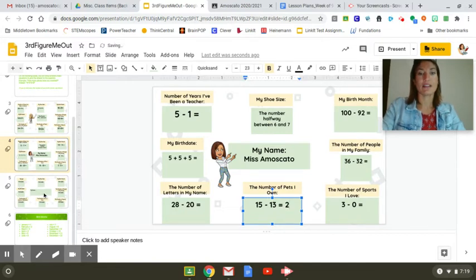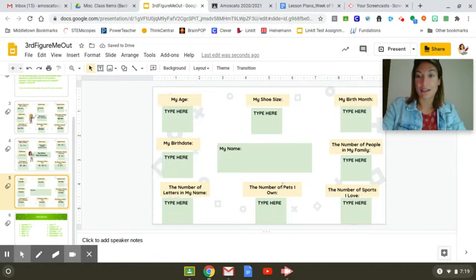Okay. So you're going to do the same thing, but for you. So you're going to fill in your age, an equation for it. Remember, don't just give the answer. So you wouldn't just write that you're 8 years old. You would give an equation for it.